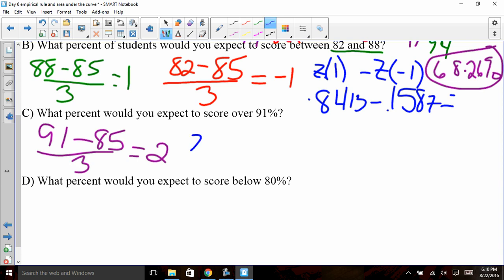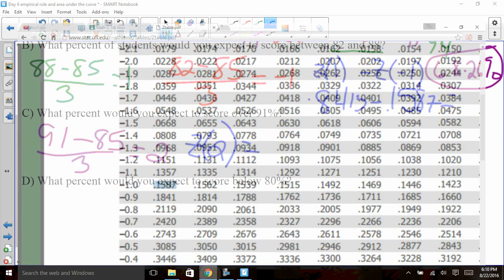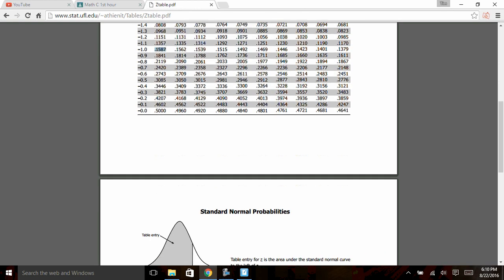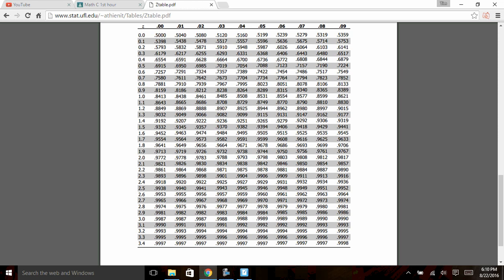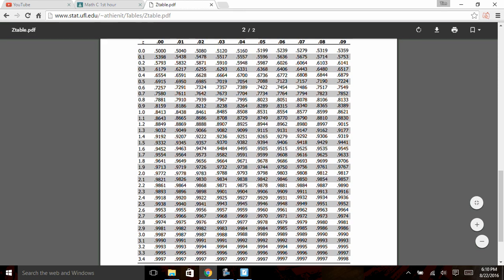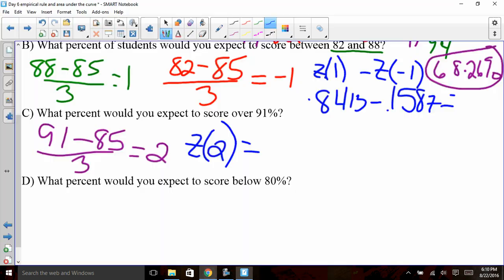So now I'm going to go out on my z-chart. I'm going to find the z of 2. Mine's on my second page. Here's my z's up at the top. I'm going to look for 2. It's 2.00. So 2.00 is 0.9772.